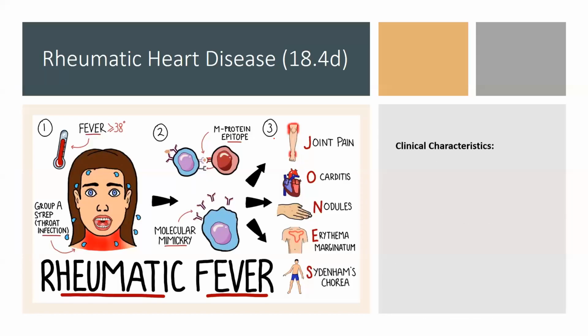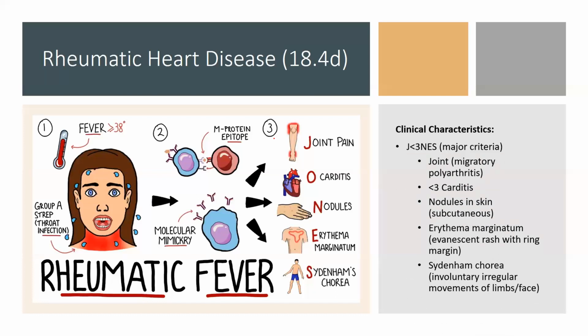So what does this look like? Rheumatic fever, your clinical characteristics. This is what I really want you to know. Your Jones criteria. So your joints: migratory polyarthritis, you'll have joint pain that migrates. You'll have carditis of some kind. That's why it's a heart disease, so inflammation of the heart. You'll have nodules on your skin, subcutaneous nodules. You'll have erythema marginatum, which is a rash that has a ring margin. And then you'll see Sydenham chorea, which is essentially involuntary movements of limbs or face, almost like contractions or tics.